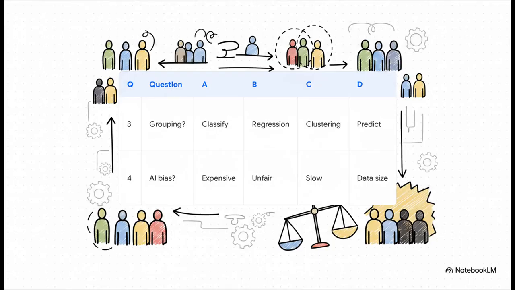Question 3. Grouping similar customers by behavior is an example of A, classification, B, regression, C, clustering, or D, prediction. Question 4. What is AI bias? A, AI being too expensive. B, AI treating different groups unfairly. C, AI running slowly. Or D, AI using too much data. Take a moment to ponder your choices before we move forward.